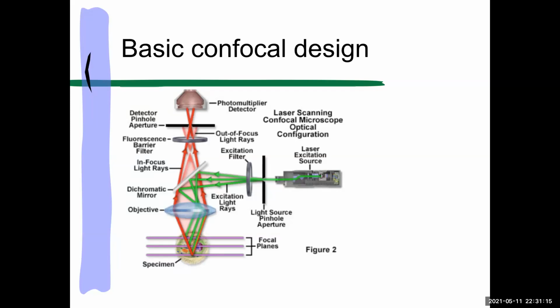So by the time those out of focus light rays from the other focal planes hit the pinhole, they're going to be blocked. They're not going to make it through the pinhole. Whereas the light rays that are in that one single focal plane that you're trying to collect will make it through. That's the genius. It's literally a tiny hole.